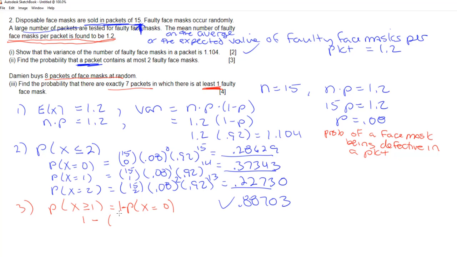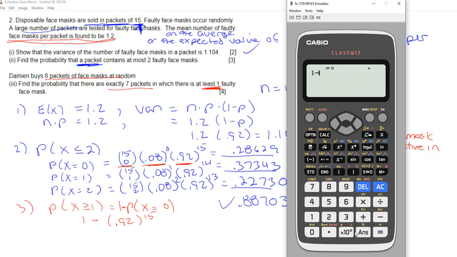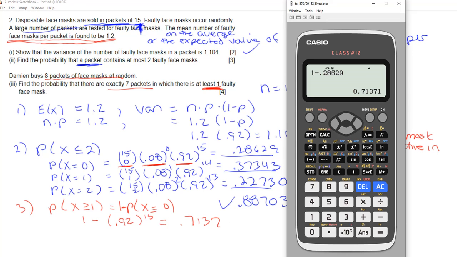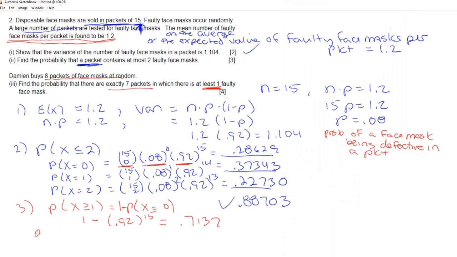Well, I know what the probability of x equals 0 is because we just figured that out a minute ago. It's right up here. So all I've got to do is, and you can see it's just really 1 minus 0.92 to the 15th. I can just go ahead and do that, or subtract what I'd already figured out, and I get the probability as being 0.7137. And now I'm going to use that probability to answer their question. I've got 8 trials, 8 packets, and I need to figure out the probability that exactly 7 of them has at least one faulty face mask.